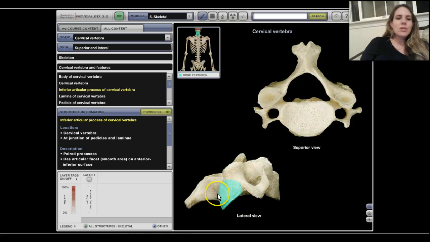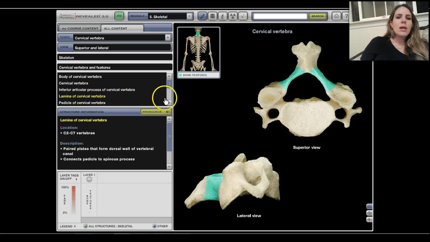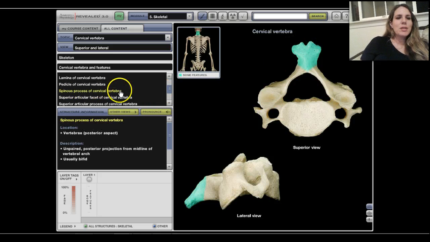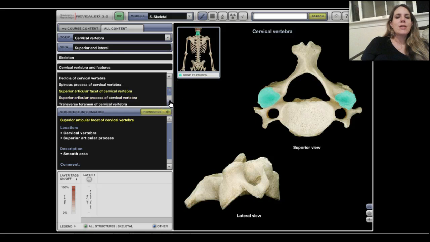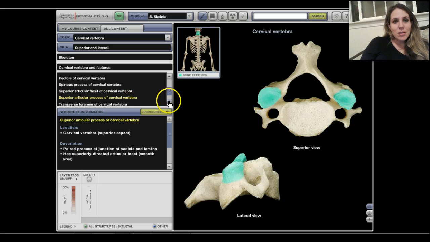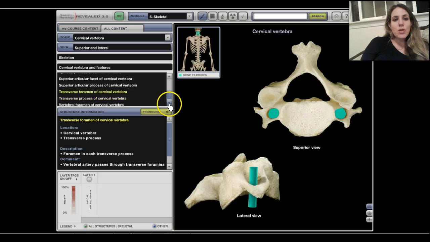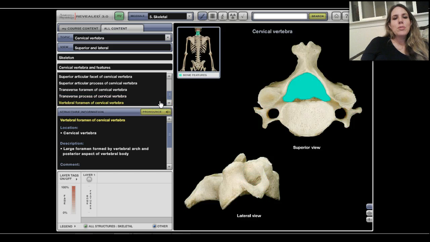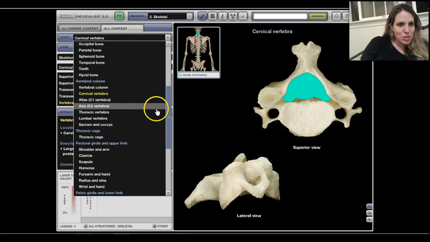Inferior articular process, you can see from the lateral aspect. Lamina. So remember that the lamina are always kind of the arms by the spinous process. Pedicles of the cervical vertebrae. You know that, right by the superior articular process. There's your spinous process. There's your superior articular facet that's going to articulate with whatever vertebra is right above it. Okay, so there's that. Your transverse foramen and the transverse process that houses them, and your vertebral foramen. So those are your cervical vertebrae. Wow, we're just zipping along here for these, which is really a good thing.